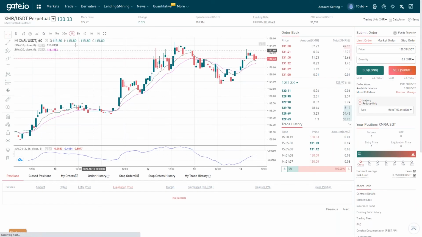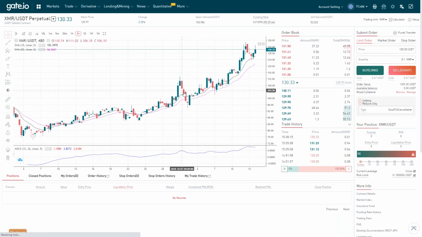Monero, on the 1 hour, I wouldn't trade the 1 hour. It is a little bit thin, but I tell you what, I'd go for the 8. Why? Because I'm currently long. Yep, I'm currently long Monero.